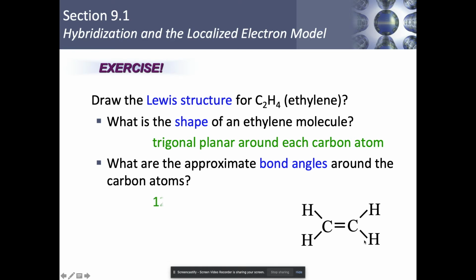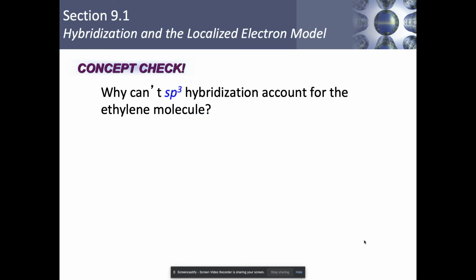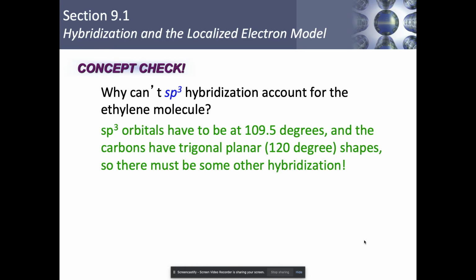So here's the main question now. We just talked about sp3 hybridization. Why can't ethylene be sp3 hybridized? The answer is pretty simple. sp3 orbitals have to be tetrahedral, and what we have is a 120-degree shape here. So it can't be sp3 hybridized. There must be another form of hybridization that explains it, and there is.